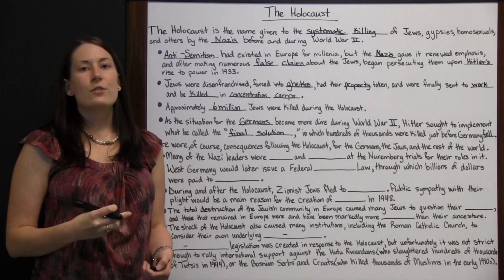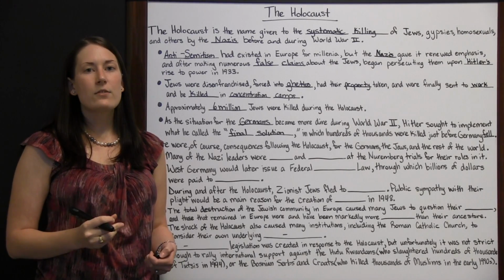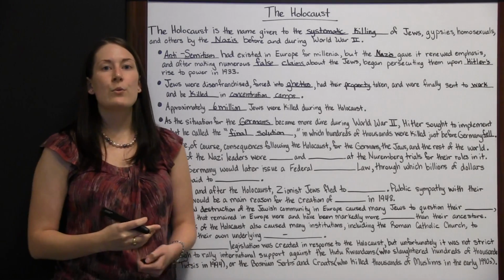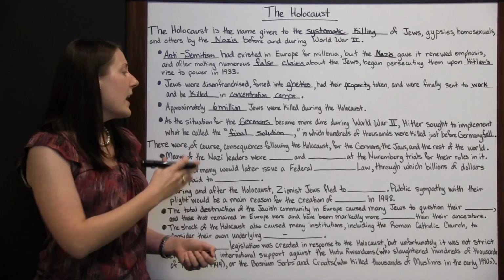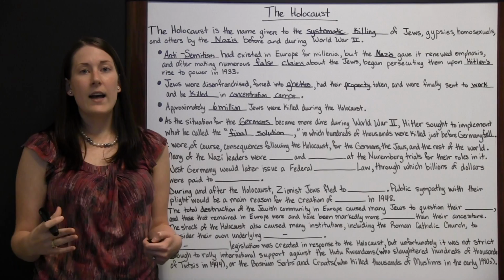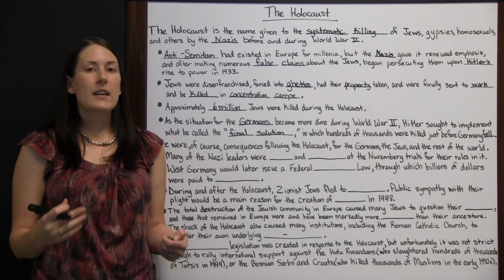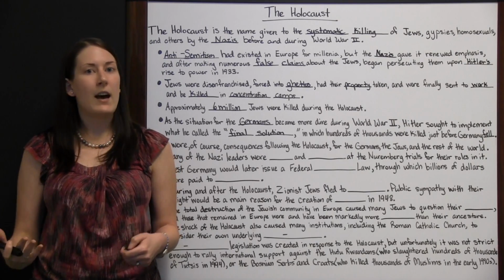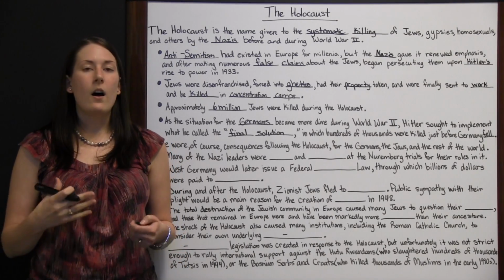So the final solution was what Hitler called the final solution to the Jewish problem. And his solution was just to kill them all and get rid of the race. And so since he'd already killed a lot, but they hadn't just been killed, they had been sent to concentration camps where they were made to work, and some had died, but they weren't just killed all at once.